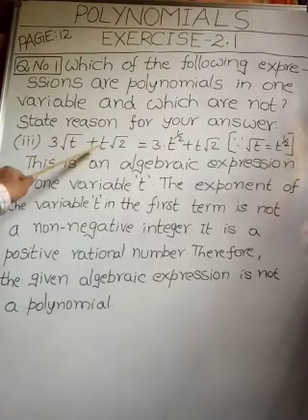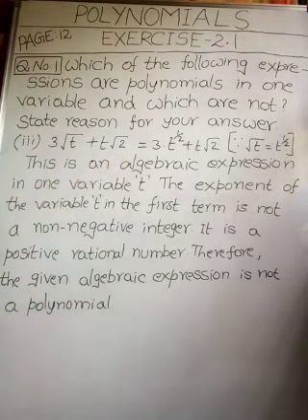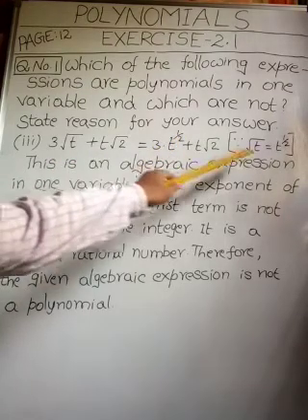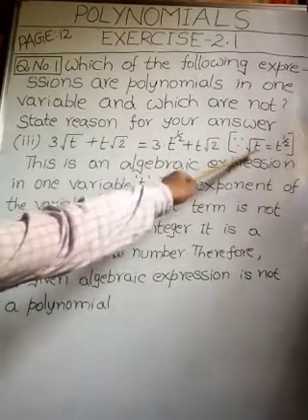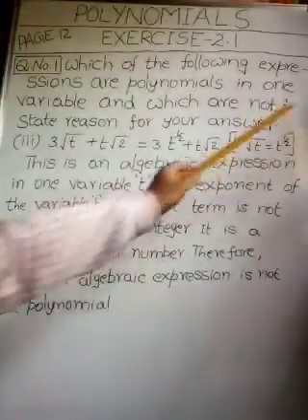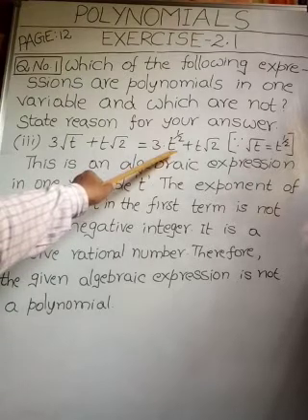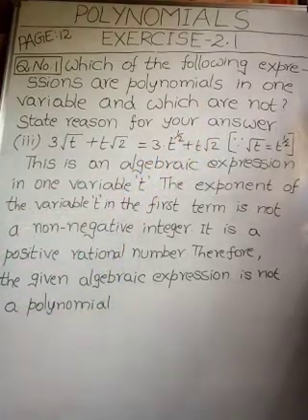3 root t plus t root 2. This is a given algebraic expression. We have to identify whether this algebraic expression is a polynomial or not. Okay, here this is the first term. This first term can be written as 3 into t power 1 by 2, because root t is equal to t power 1 by 2. This is a radical form. This is called exponential form. So we wrote the first term like this in the exponential form. Understood this first term, my dear children? Right. Plus t into root 2. I wrote the second term as it is.